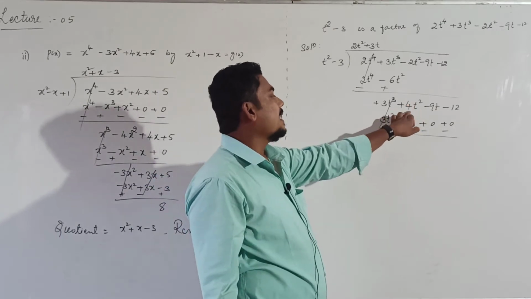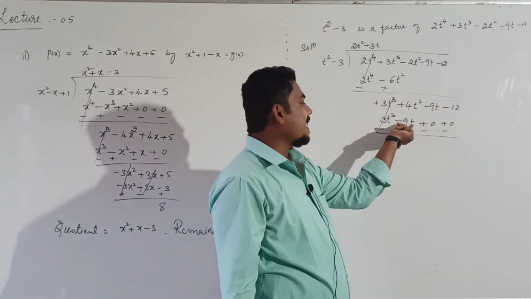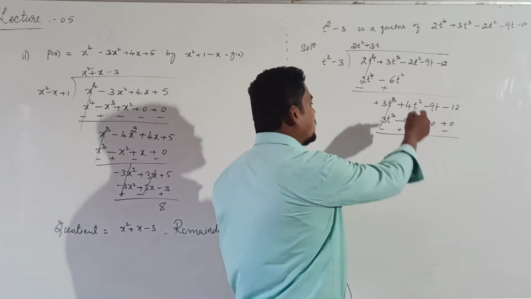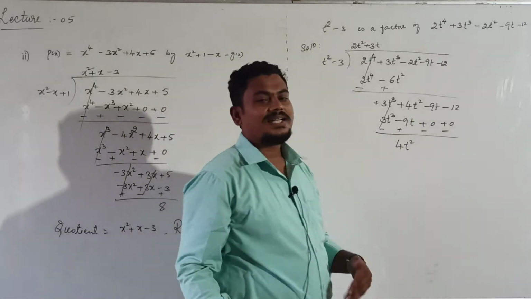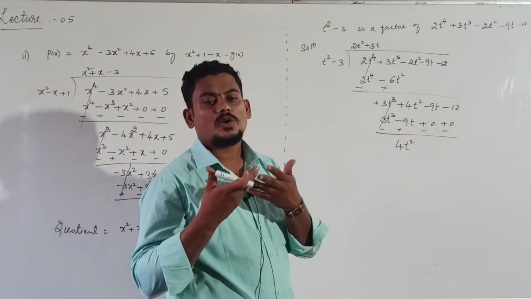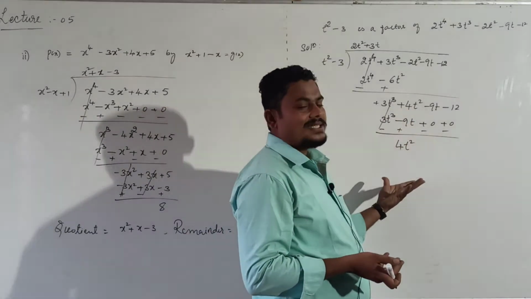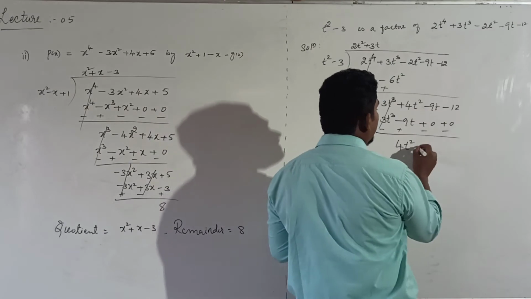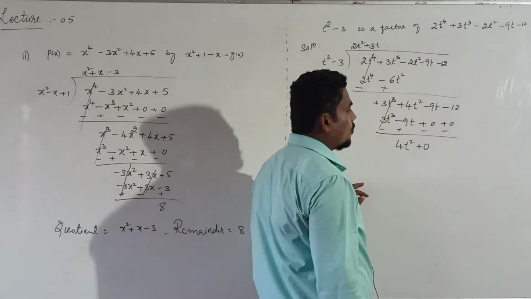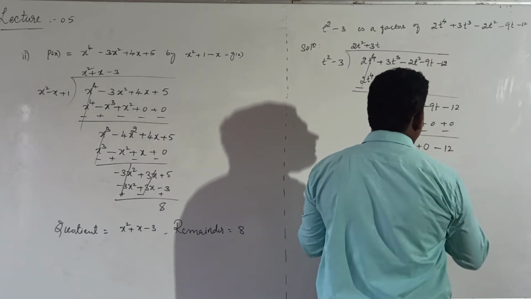Next, here 4t square is there, but in the second polynomial the t square term is not there, which means its coefficient is 0. So 4t square minus 0 times t square is 4t square. Here minus 9t plus 9t is 0, these two terms will get cancelled, and minus 12 remains.